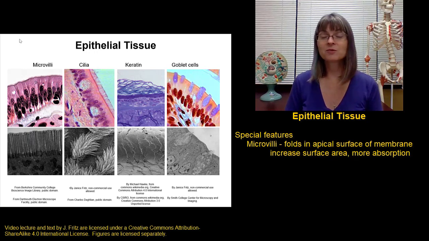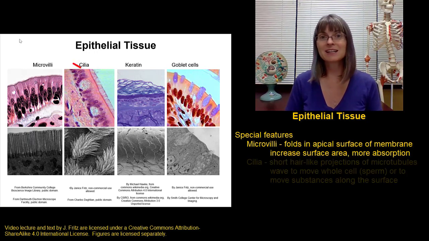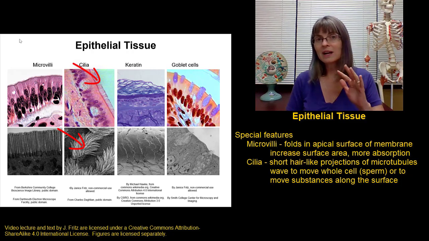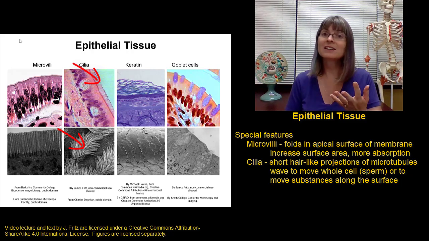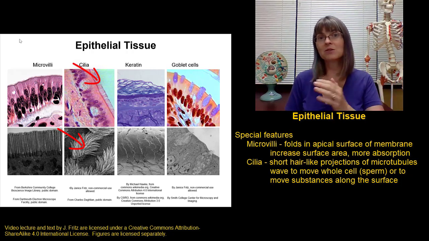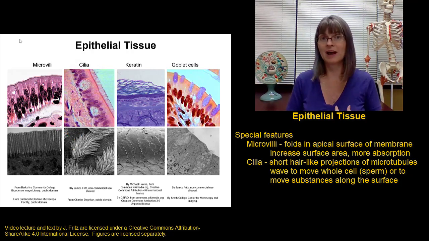A different sort of specialization that we can find on the surface of epithelium is cilia. Cilia we talked about just a little bit when we were talking about the cytoskeleton, because these are the short hair-like projections that contain microtubules. And the microtubules allow these cilia to wave so that they create movement or currents. We find epithelium with cilia lining the respiratory tract.